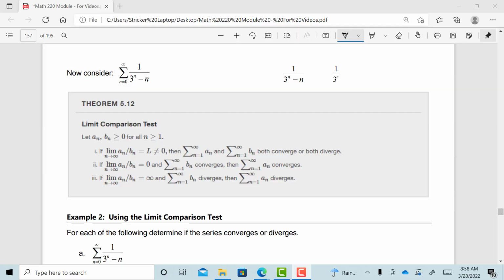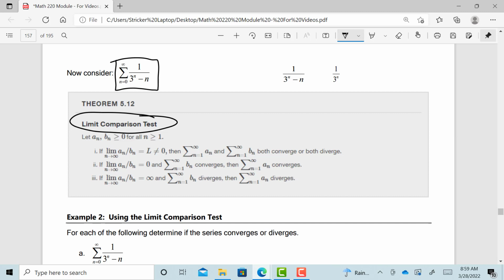This is the second video for section 5.4, and in it we're going to take a look at our second type of comparison test. It's called the limit comparison test, and we're going to consider another example here. So we have the sum of 1 over 3 to the n minus n, and hopefully you're getting better at picking things to compare with. Just looking at 1 over 3 to the n minus n, we can see that if we got rid of that minus n, that looks like 1 over 3 to the n, and this is the same as 1/3 to the n, which is geometric, right?